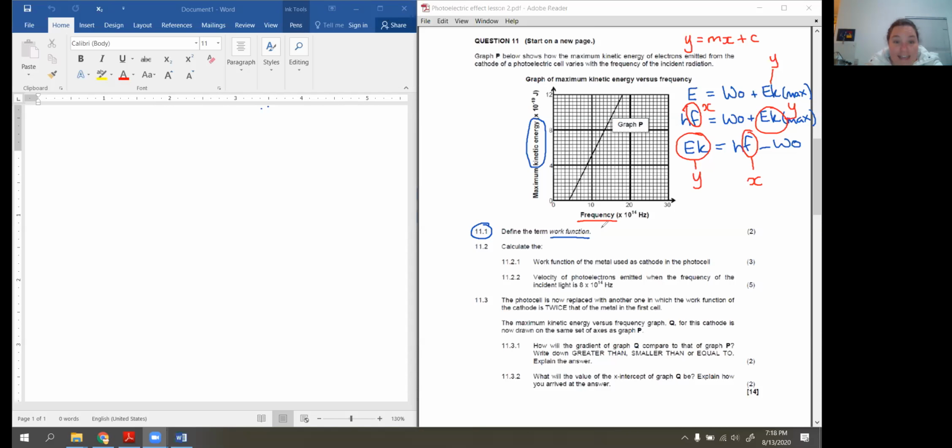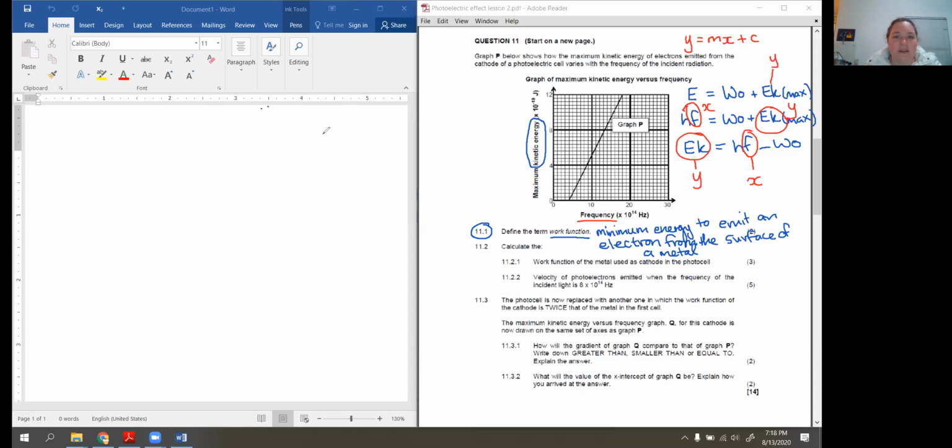So I would say that the key idea here is that it is the minimum energy to emit an electron. And then I'd like you to put in the words here from the surface of a metal. But technically, I don't think they always worry about that bit for the mark. All right, but I guess the question is emit an electron from what? And it's specifically from the surface of a metal.